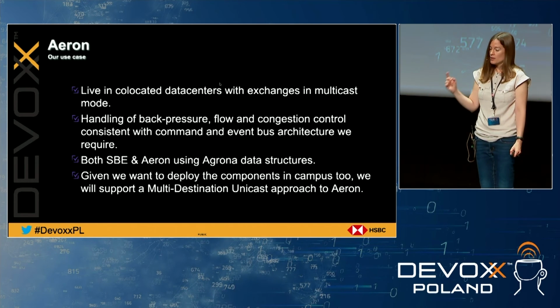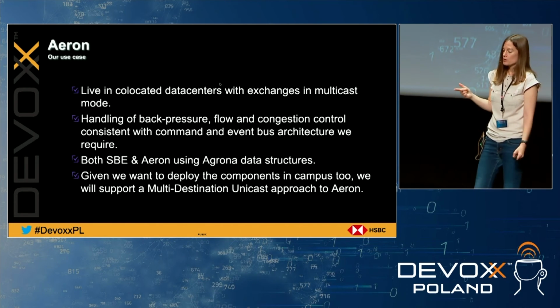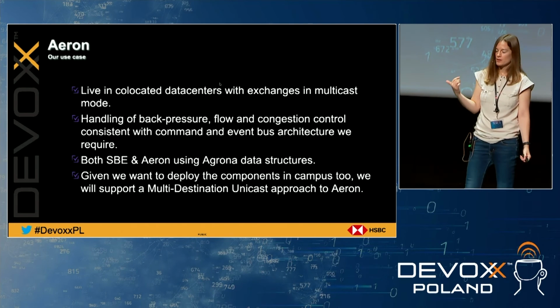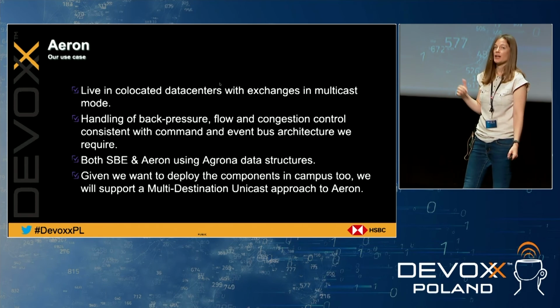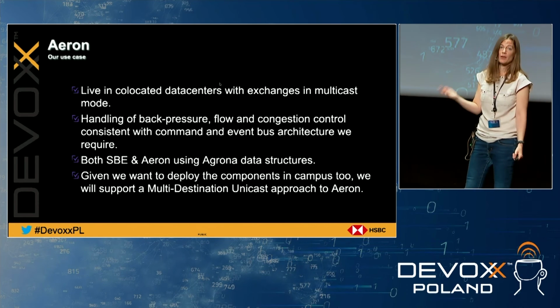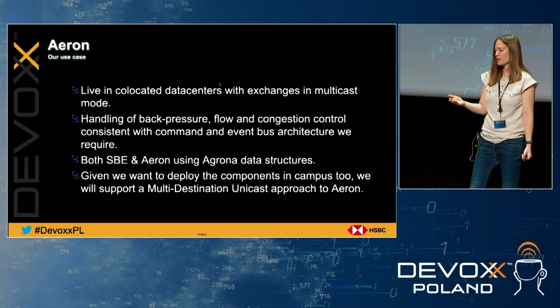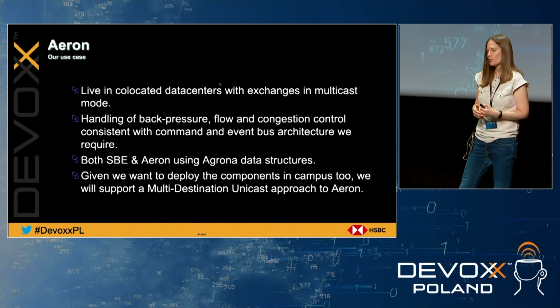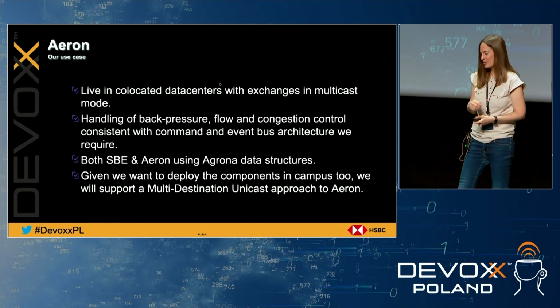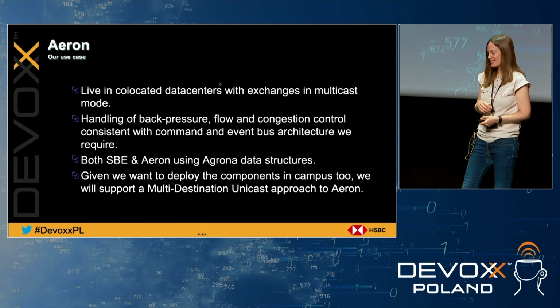And given we want to deploy Aeron also on campus, we will also need to support a multi-destination unicast approach, and Aeron will allow that. So we're looking into that. We can't do multicast on campus because we have a fairly flat network in places, and we don't want to risk any UDP multicast storms flooding our networks. So it's important to keep an eye on that.